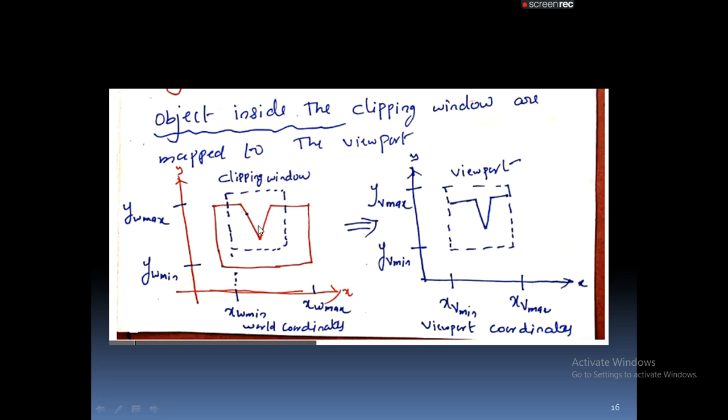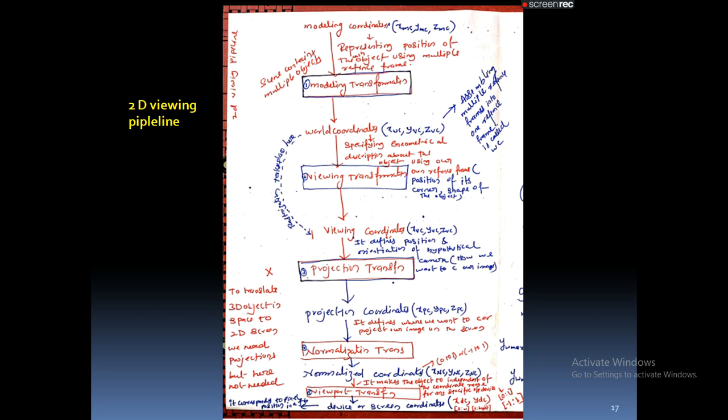Then I can say that here I need to map clipping window or object coordinates to the viewport coordinates. Then I need these various types of transformations. So this is called the two-dimensional viewing pipeline. So this is the entire concept. I am explaining the entire concept of how we can create and display a two-dimensional or three-dimensional image on the screen of the computer.